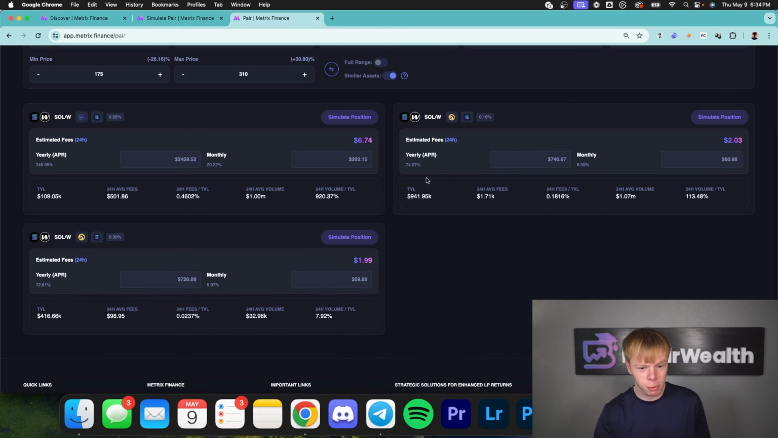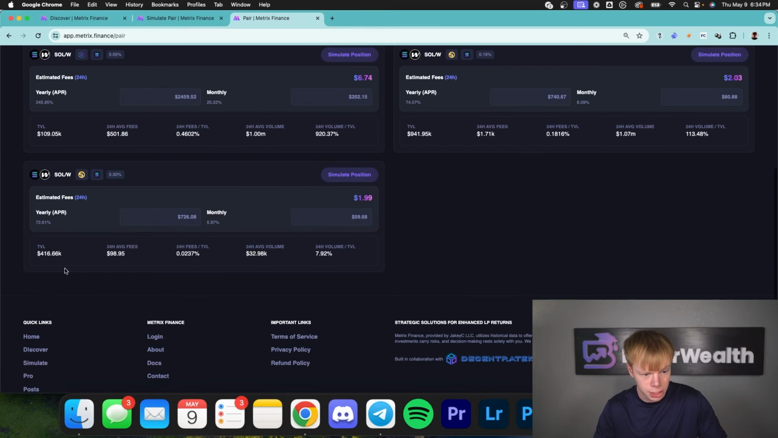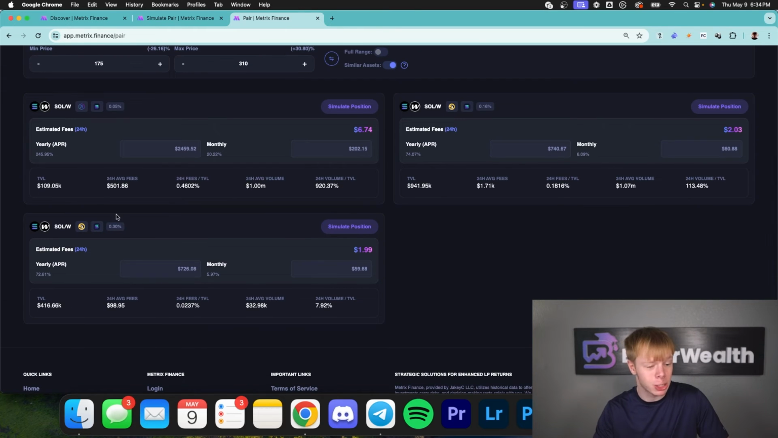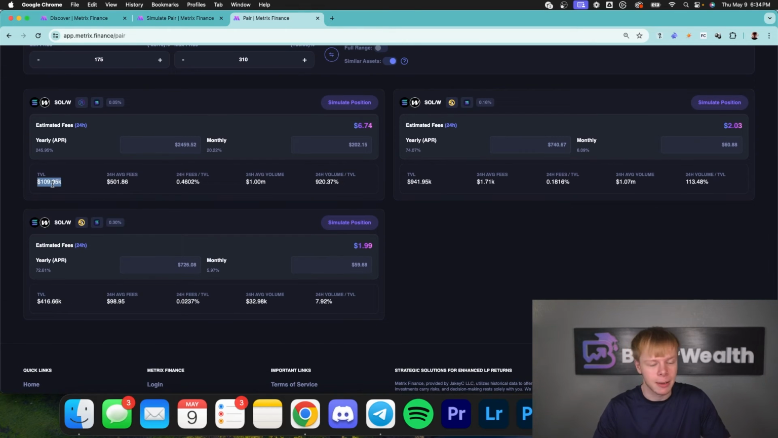Now in this scenario, it looks like we're getting roughly 74% over on this Orca pool and roughly 72% over on this Orca pool. So in this scenario, it's way better to be on Raydium because Raydium has the higher return. The only thing I'm going to mention is Raydium does have a TVL of roughly $110,000 compared to this one on Orca, which has $940,000.